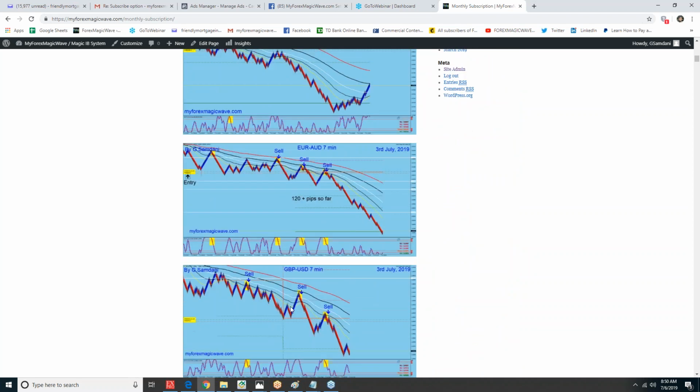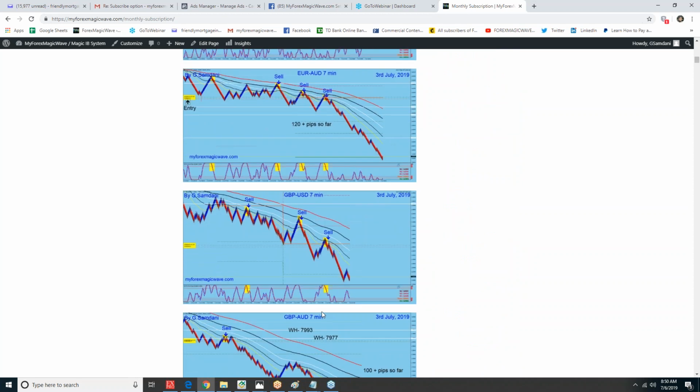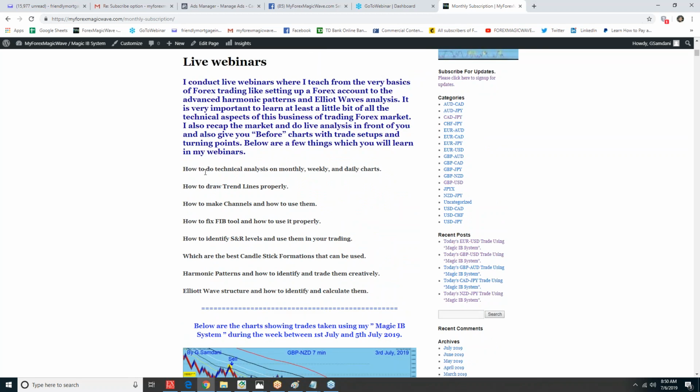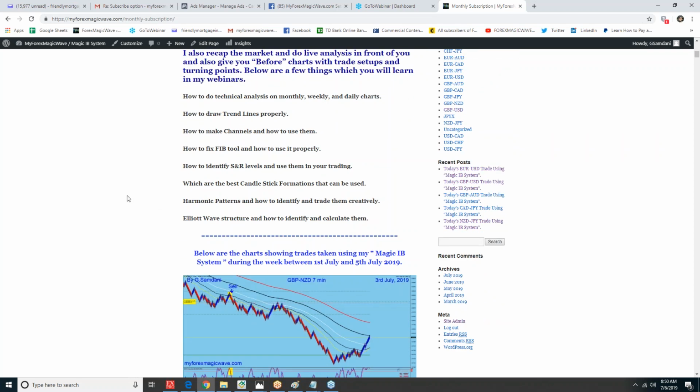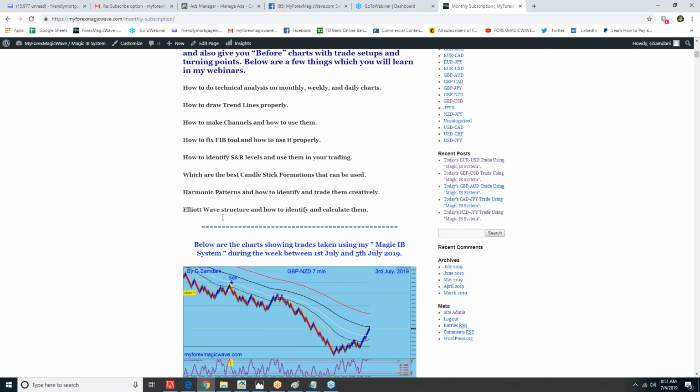Okay, when you come here, you will see every single thing. So hopefully I covered everything. These are basically how to do the technical analysis, how to draw trend lines, how to make channels, how to use the Fib tool, how to use Fib properly. It's very, very important. A lot of people use the Fib tool the wrong way, and they obviously mess up the targets, right? How to identify S&R levels, how to use them in your trading, and especially how to use the Magic IB system around those S&R levels. Okay, and which are the candlestick formations, right? Harmonic patterns, Elliott wave, all of that I will be teaching you, and it's worth it.